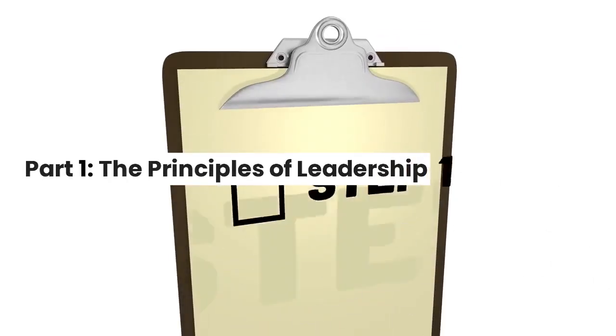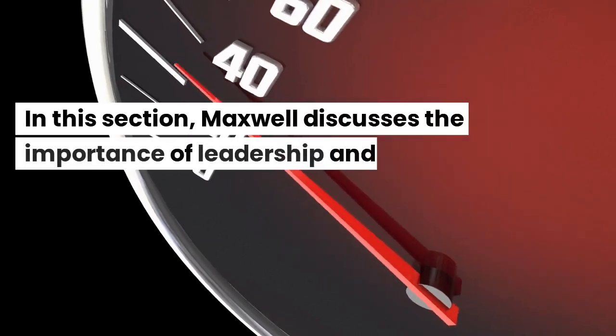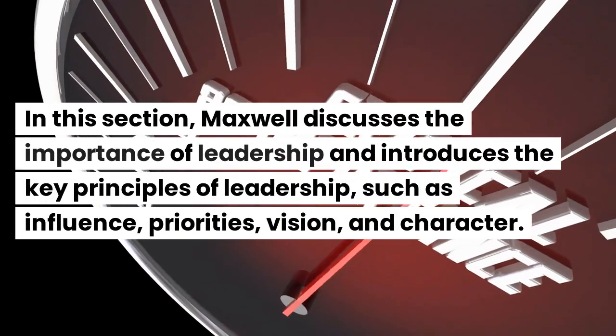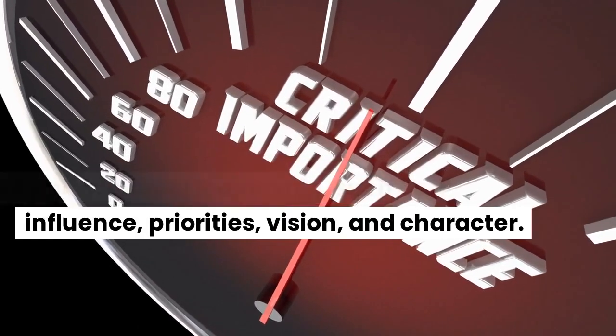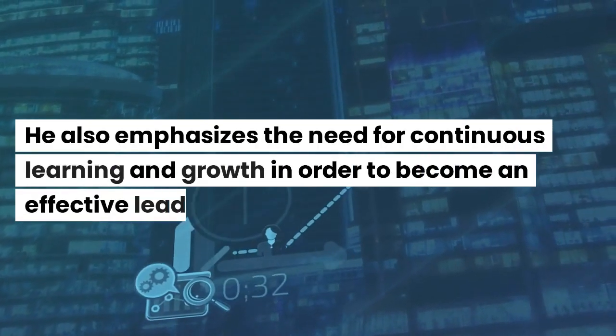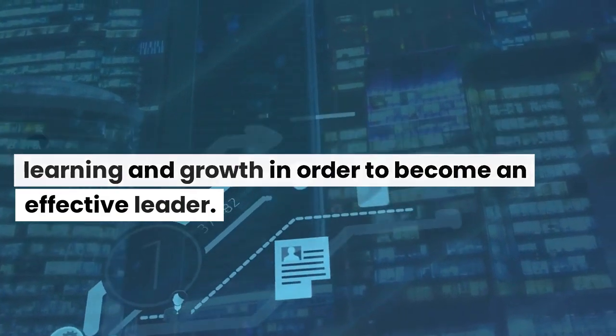Part 1. The Principles of Leadership. In this section, Maxwell discusses the importance of leadership and introduces the key principles of leadership, such as influence, priorities, vision, and character. He also emphasizes the need for continuous learning and growth in order to become an effective leader.